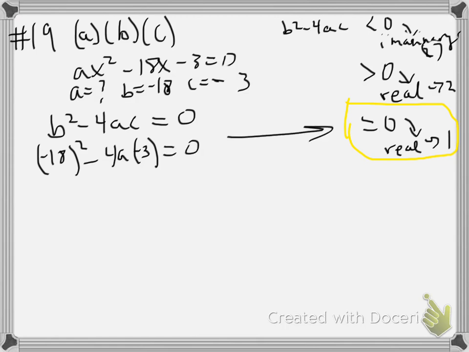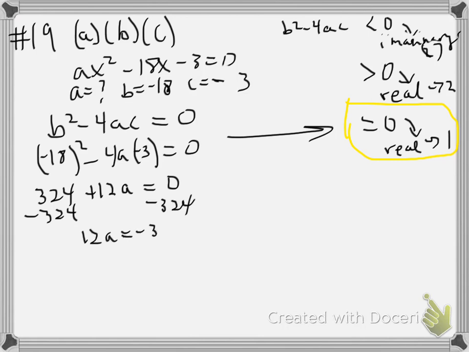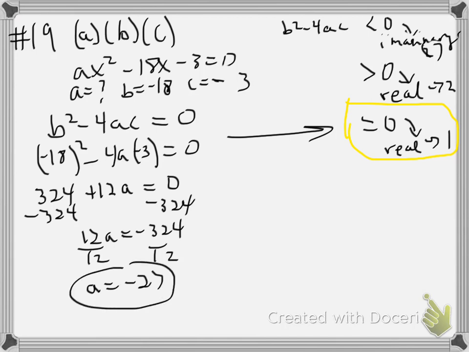And that will give me this answer here. So it turns out that this is 324 plus 12a equals 0. Minus 324 from both sides, and you get 12a equals negative 324. Divide by 12, divide by 12. It turns out a equals negative 27. So this is answer B right there.